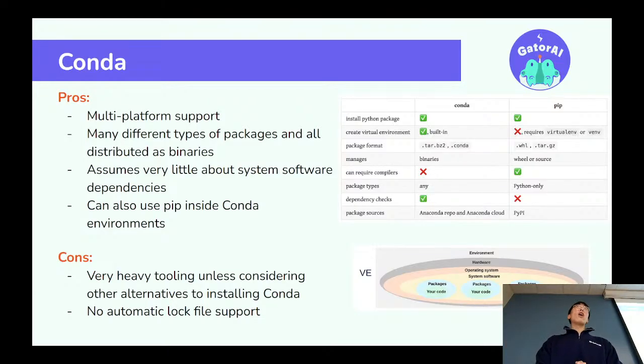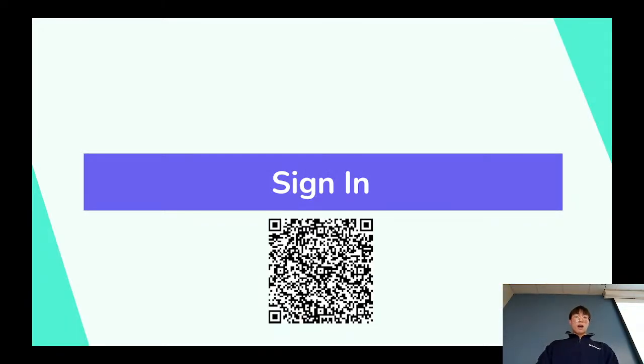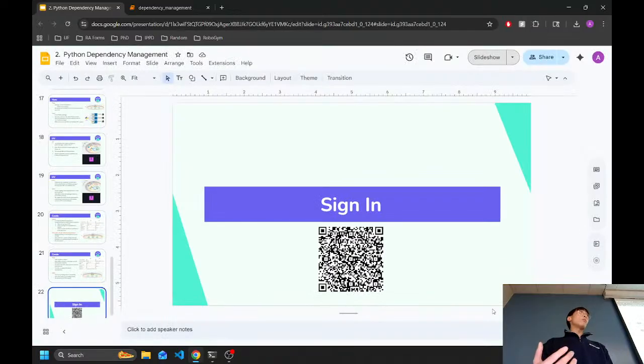The con is that Conda is very, very heavy tooling, unless you're considering other alternatives to installing Conda, but even then it's still quite heavy compared to just, say, the regular Python installation with pip, right? And it also still has no automatic lock file support, which is not the best. There is a manual version, but UV wins in that part, where it has the automatic definition and lock file support, right?